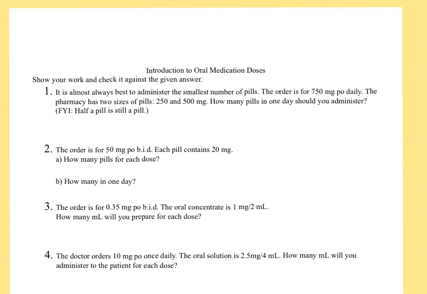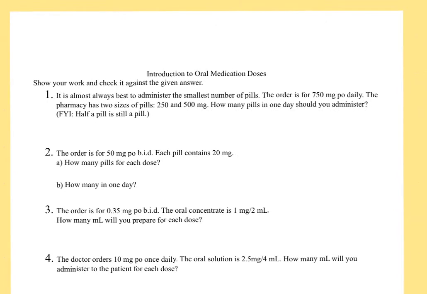All right, and once again, number 1 reiterates that it is almost always best to administer the smallest number of pills possible. So the order is for 750 milligrams by mouth daily. The pharmacy has two sizes of pills. There's a 250 milligram pill and a 500 milligram pill. So how many pills a day should you administer? Well, if you administer a 500 milligram and a 250 milligram tablet, then you would have your 750 milligrams, and that would be 2 pills.